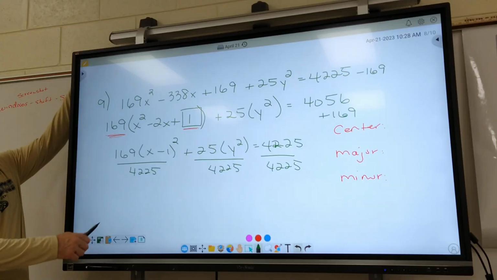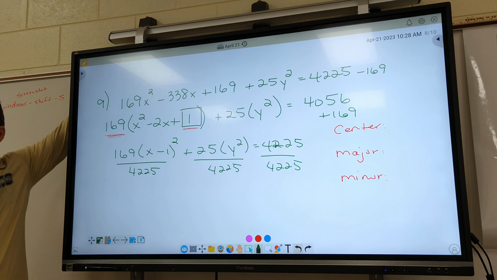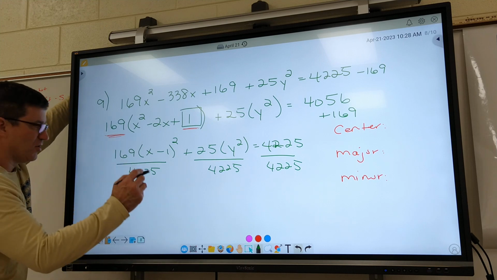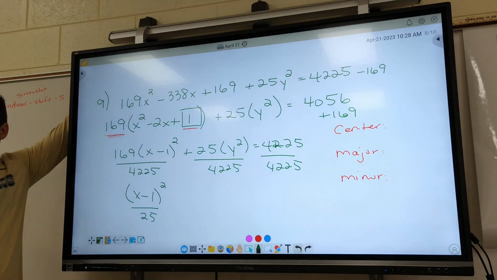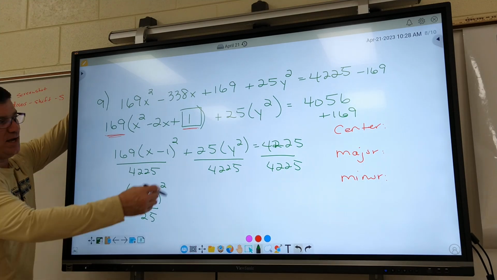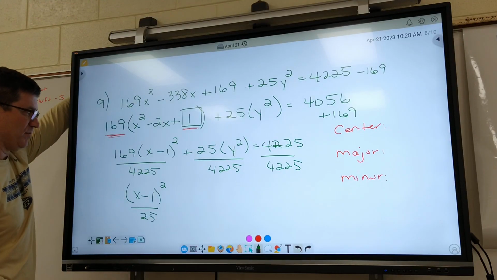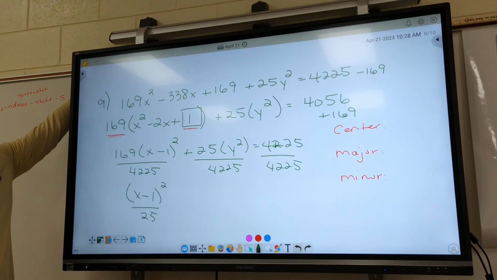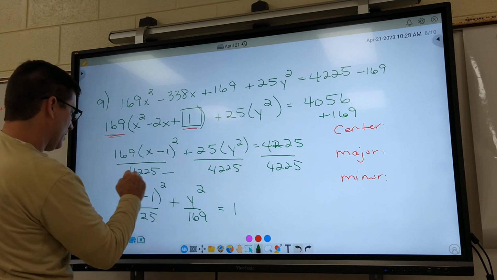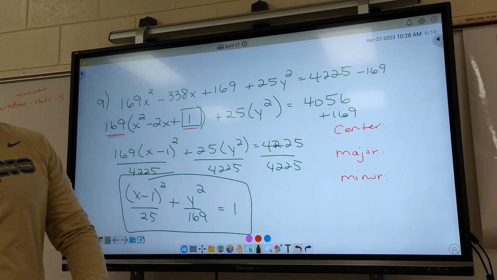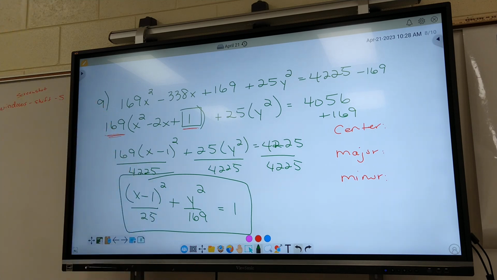So on your calculator, what's 169 on top over 4225? 1 over 25, so that's going to be x minus 1 squared over 25. Okay, let's do the next one. I got 25 on top over 4225. Let me guess, that's going to be 169. So that one's y squared over 169 equals 1. Now you can skip some steps if you would like, but I got to see your equation for the ellipse when you finish.